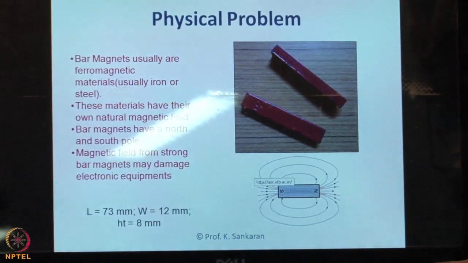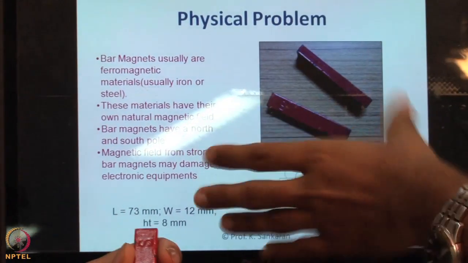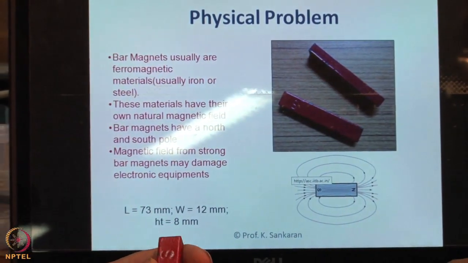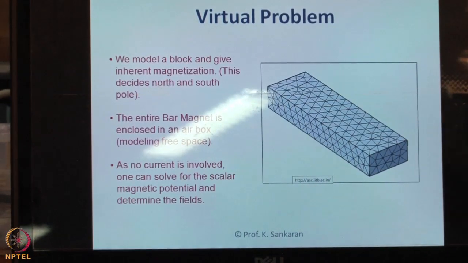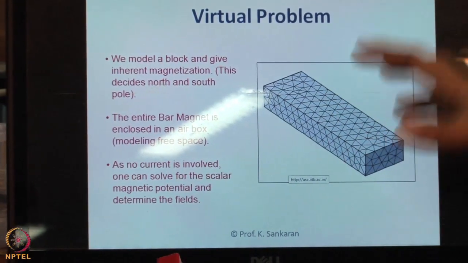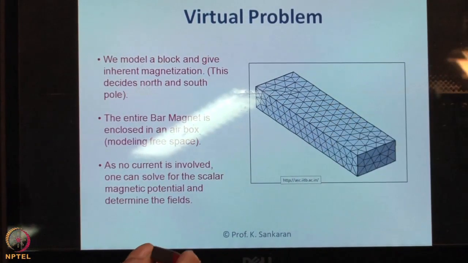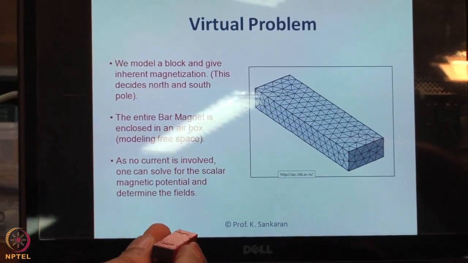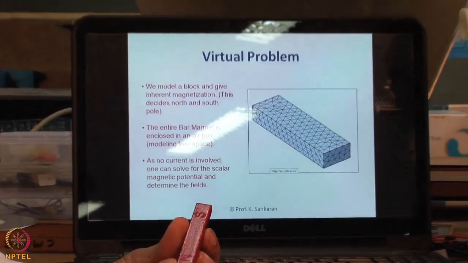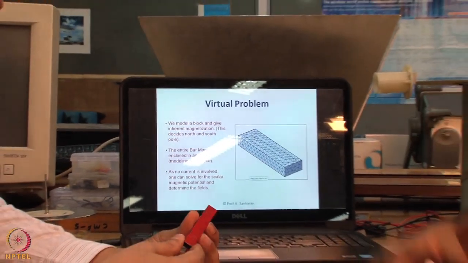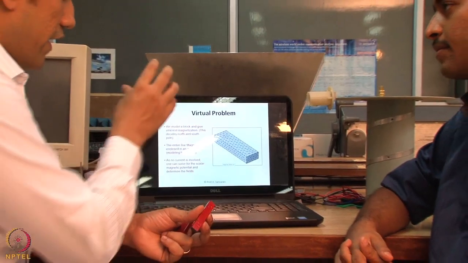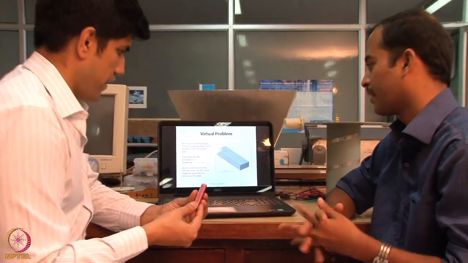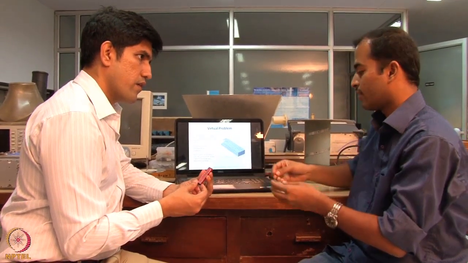To model this physical problem in the FEM software, we'll first need to model a block of this magnet, of this exact size, and we'll give an inherent magnetization to it. Basically, you take the equation B equals mu times H plus M. So you are giving an inherent magnetization to it.